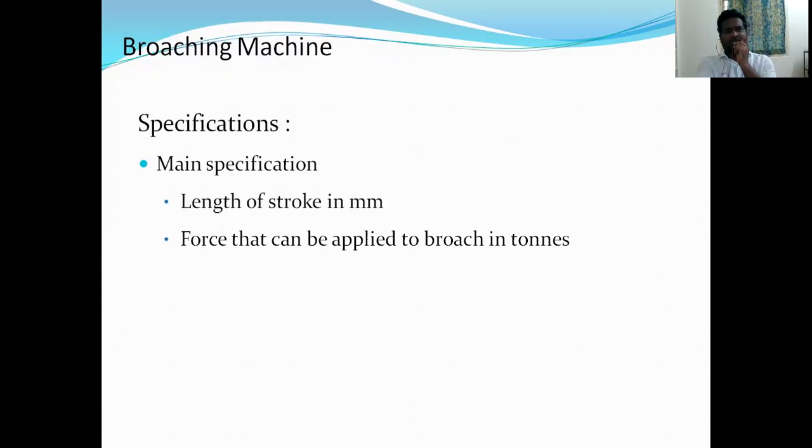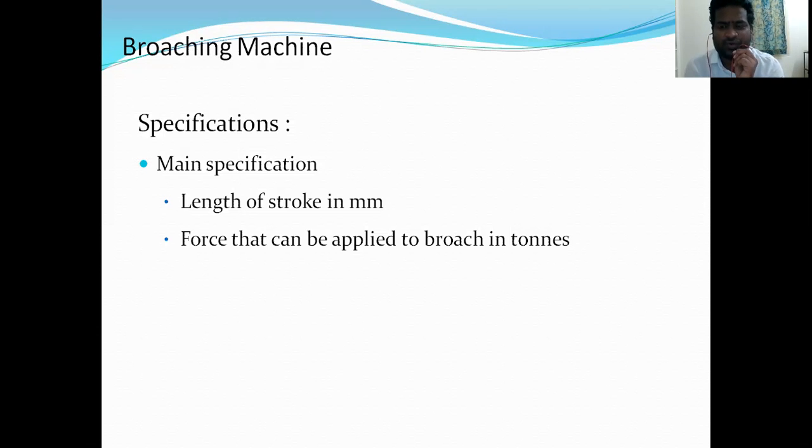Before that, the main specifications are length of stroke in mm, right? This means with one stroke, how much material is removed from the workpiece. And the force that can be applied to the broach in tons. So how much force is applied to the broach in tons is also one of the specifications that we need.